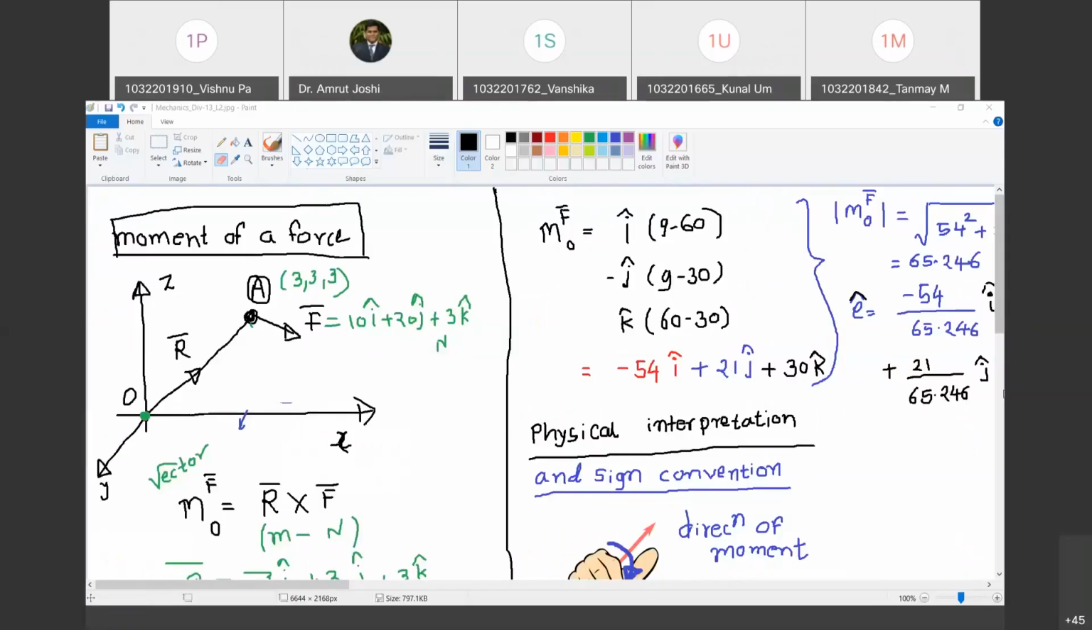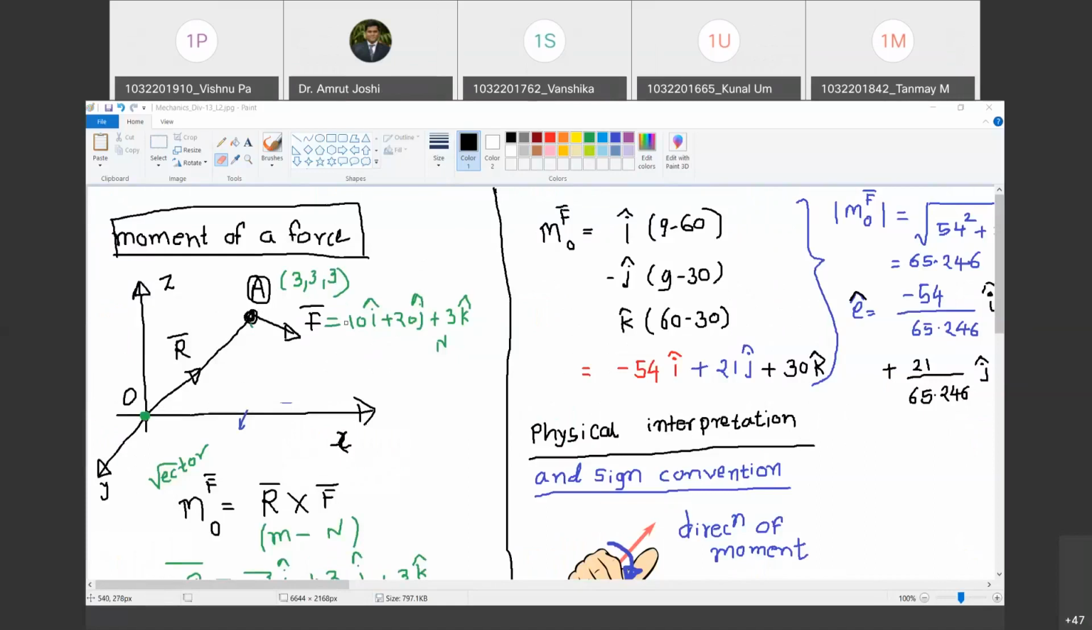We understood the definition of force, its characterization, complete description, and then we are discussing now moment of a force. Are you with me, Vishnu? Yes, sir. Okay. So this was the example with which we stopped in yesterday's class.